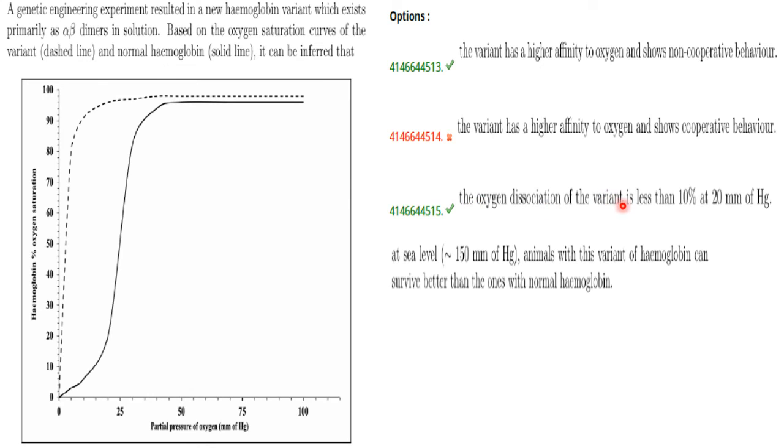The oxygen dissociation of the variant is less than 10% at 20 mm of Hg. That is also correct. Because the dissociation, that is from here, 20 means it will be over here. It will be only 10% dissociated or less than 10%. That is why the oxygen dissociation of the variant is less than 10% at 20 mm of Hg. It will be less than 20% because of its high affinity for oxygen.